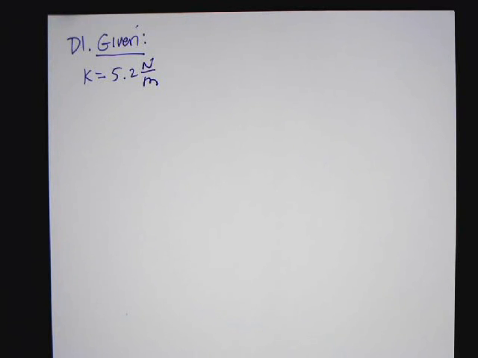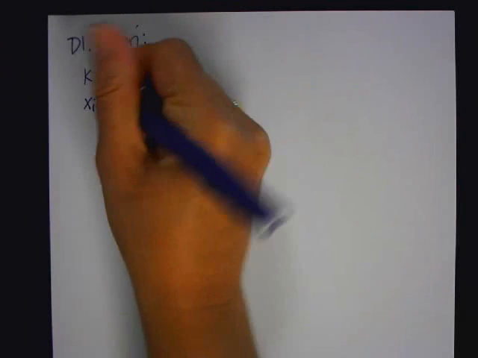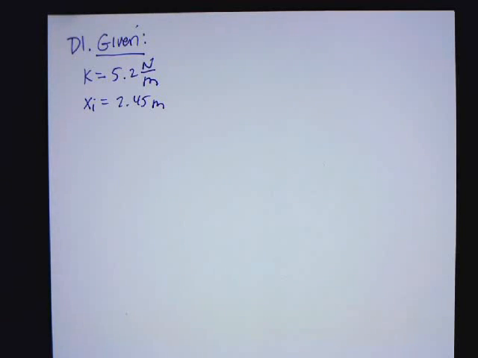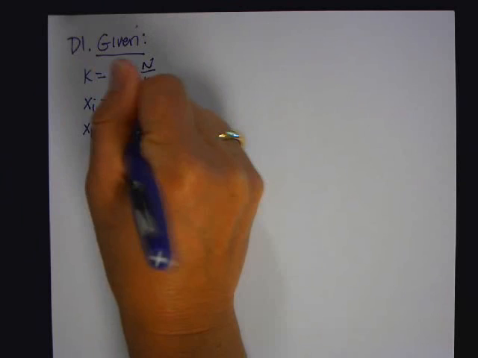So what does that mean, relaxed length? That means just sitting there initially. So I'll just call that x_i for the initial length. When a mass is attached to the end of the spring and allowed to come to rest, the vertical spring length is 3.57 meters. So it stretches out to 3.57 meters.